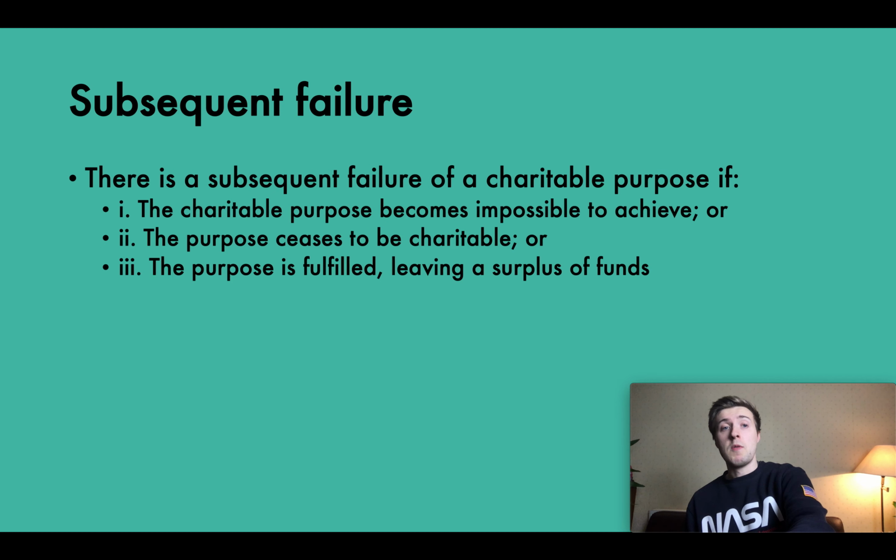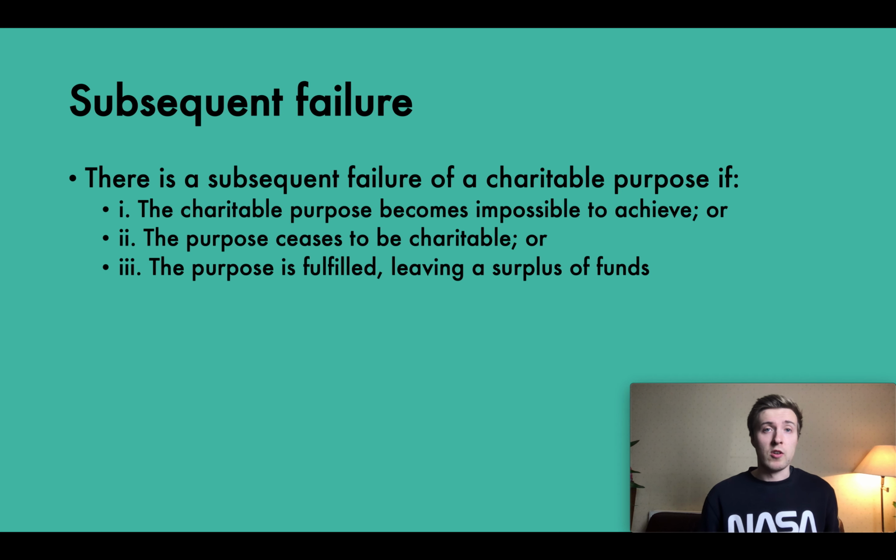Now, we've also got something called subsequent failure too. So we've had initial failure, we've also got subsequent failure. Now, there is subsequent failure of a charitable purpose in three circumstances. Firstly, the charitable purpose becomes impossible to achieve. So for example, the purpose to save endangered animals when they become extinct. So here the charitable purpose has become impossible to achieve, so there is subsequent failure of the purpose.